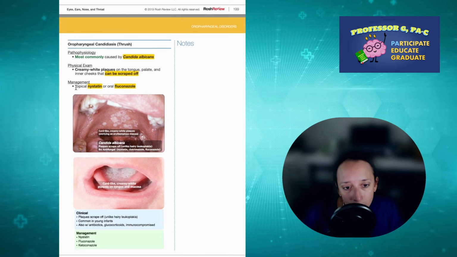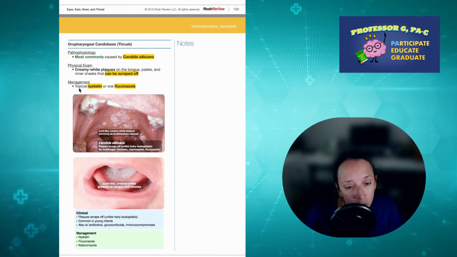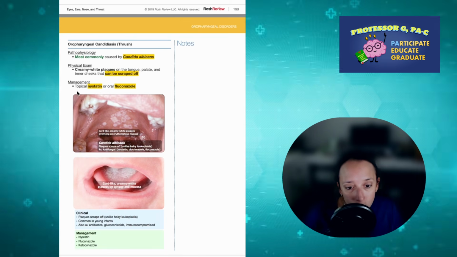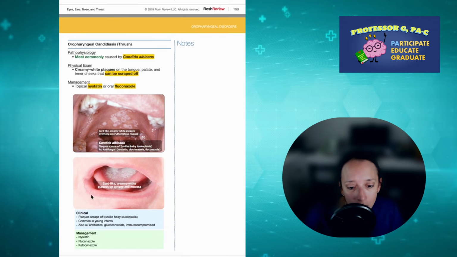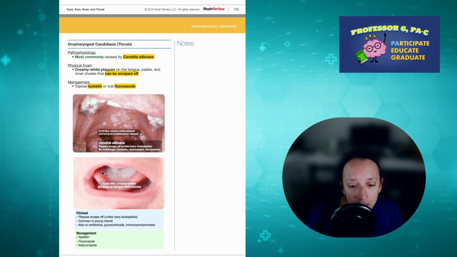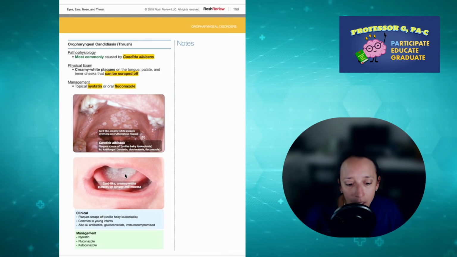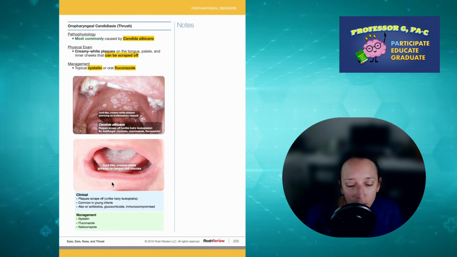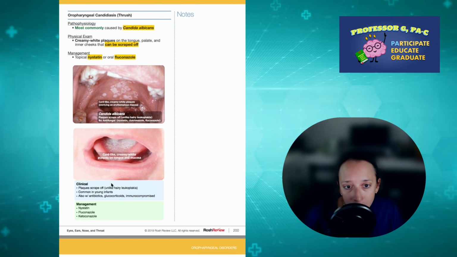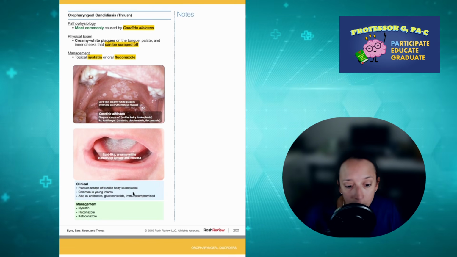And we use topical nystatin. It is most often used. It's a swish and swallow or swish and spit for adults. For kiddos, we might put some drops in the mouth and kind of paint it on with a cotton tip applicator. And we can also use clotrimazole troches or fluconazole, which is a pill that we can use.